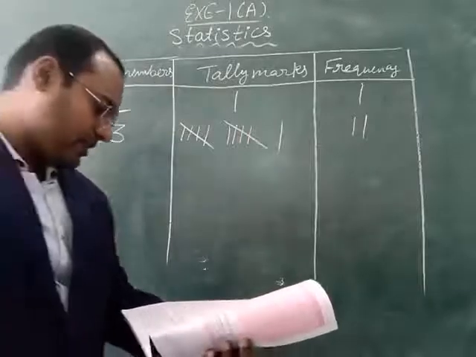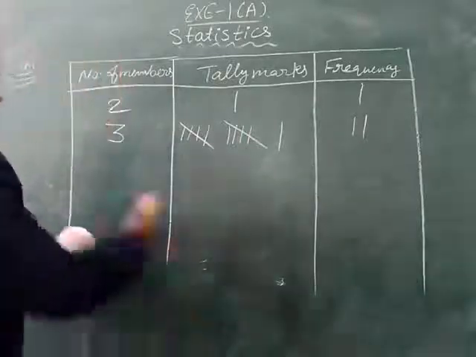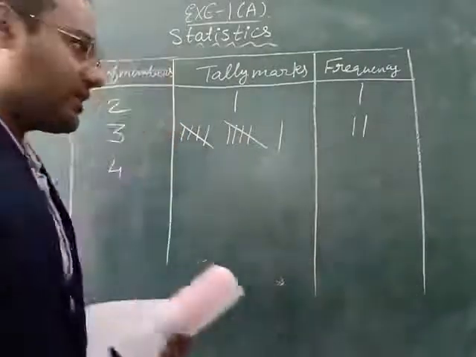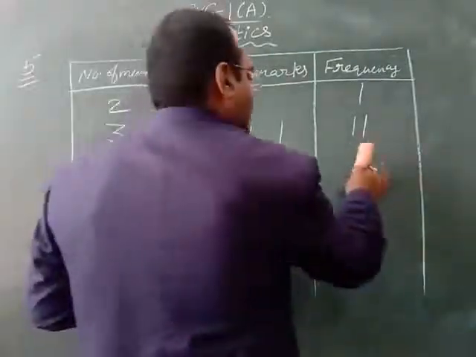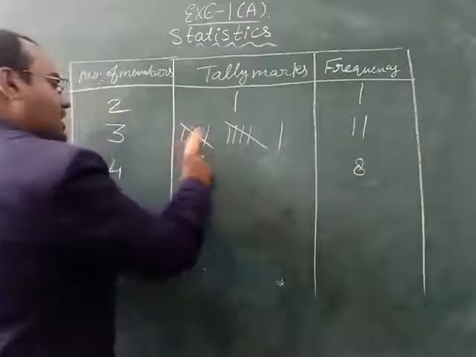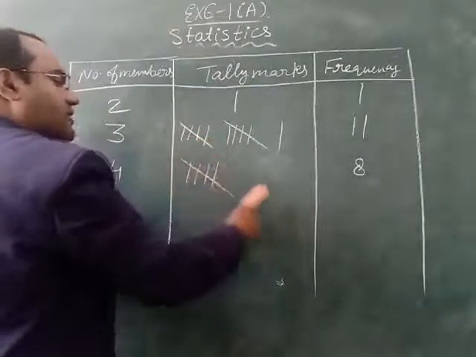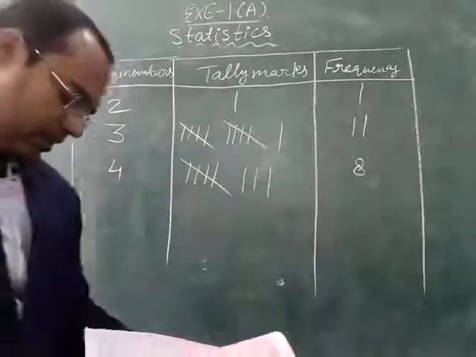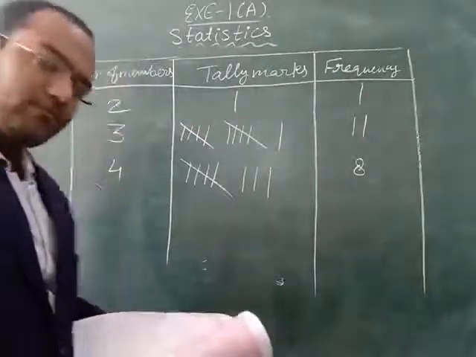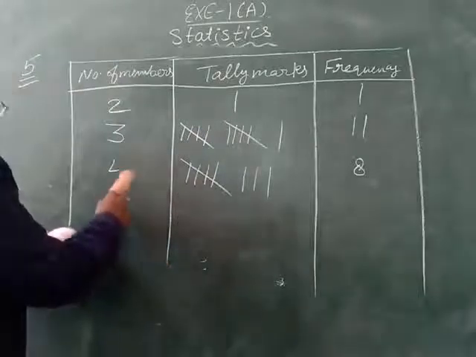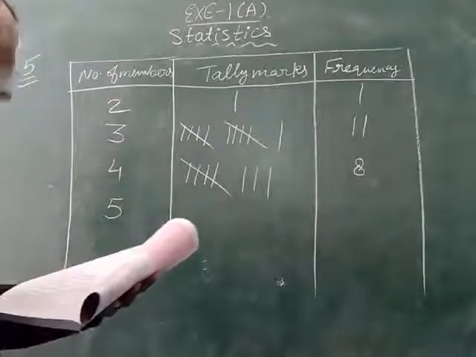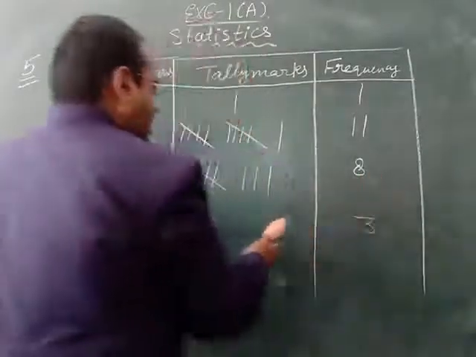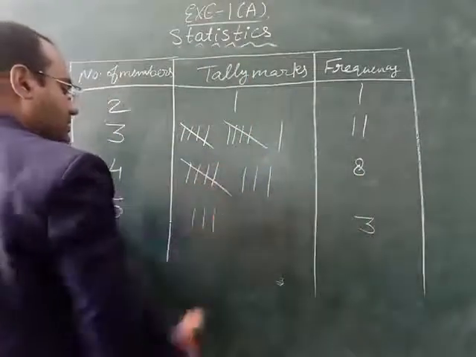Now the number greater than 3 is 4. So we will count how many times 4 is coming here in the question. 4 is coming 8 times. So in the frequency we will write 8. Here we have to draw 8 tally marks. 1, 2, 3, 4, 5, 6, 7, 8. The next number greater than 4 is 5. How many times is 5 coming? 5 is coming 3 times. So here the frequency of 5 is 3. Now we will draw 3 tally marks.